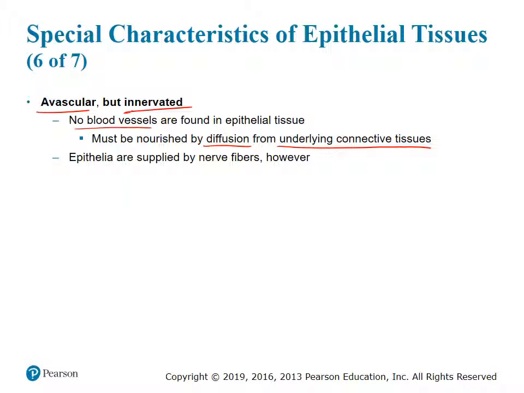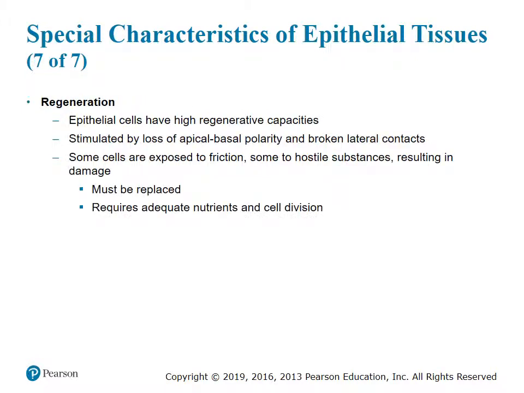Epithelial tissue does have a nerve supply, so they are fed by nerves. They do sense things from the epithelial tissue. And finally, they have the capability of regenerating, right?